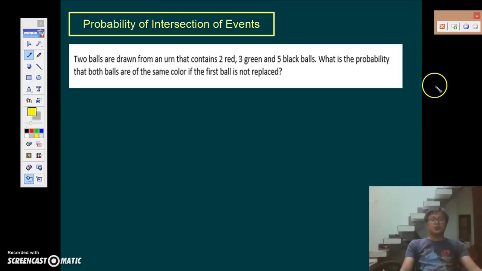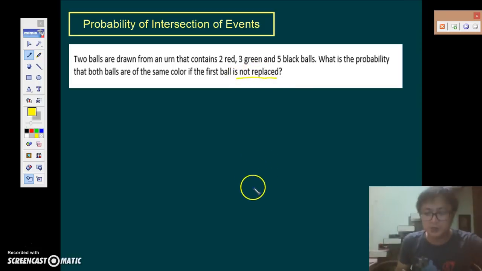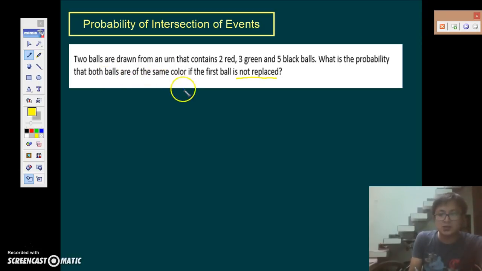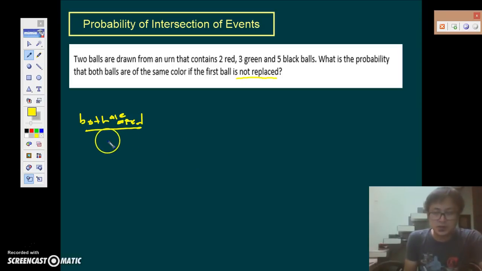Let's have one more. Two balls are drawn from an urn that contains 2 red, 3 green, and 5 black balls. What is the probability that both balls are of the same color if the first ball is not replaced? You see again, the first ball is not replaced. However, we should be having cases here. The problem says both balls are of the same color, but it's not stated whether it's red, green, or black, so we should take into account each. Case 1 would be both are red.